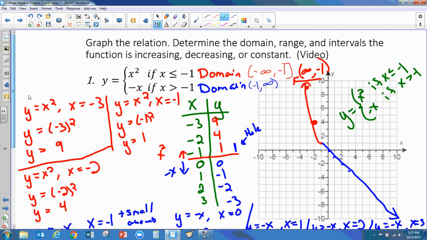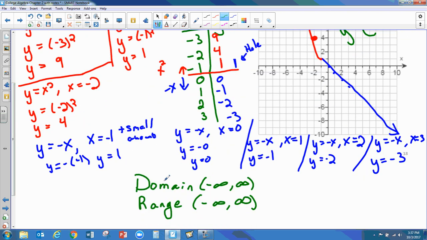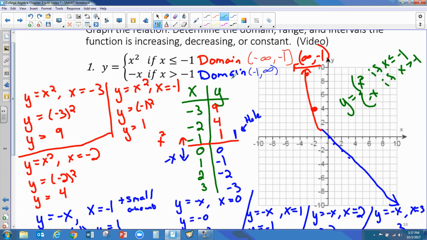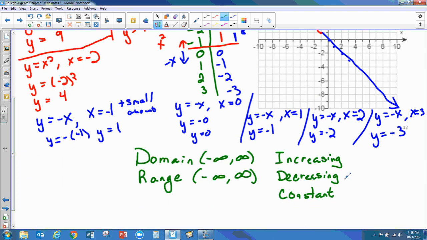Then I have to talk about increasing, decreasing, and constant. So I have increasing, decreasing, and constant. Okay. So my function, as I go to the right, so I'm always going to the right. So as I'm going to the right, I'm going down, down, down. So the whole entire function, I am decreasing. I am decreasing the entire time.